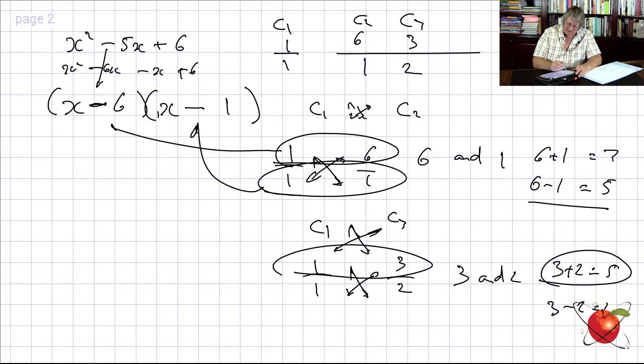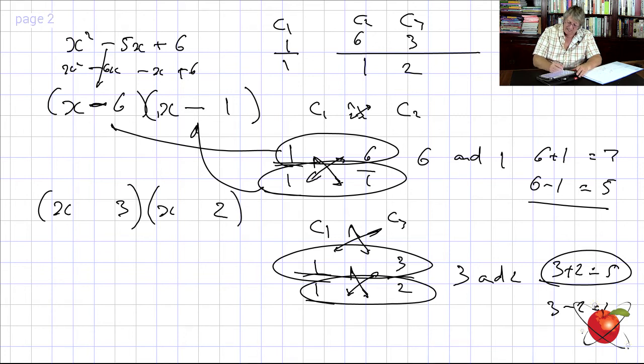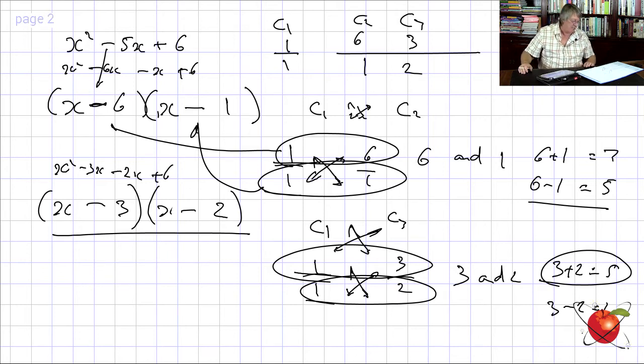This is my top bracket. I've got the x and the 3, and the bottom bracket is the x and the 2. I take the sign, change it there because I want a plus at the back, so it's got to be a minus sign. Check it. X squared minus 3x minus 2x plus 6. Hallelujah, we've got it. So our factors are x minus 3, x minus 2.